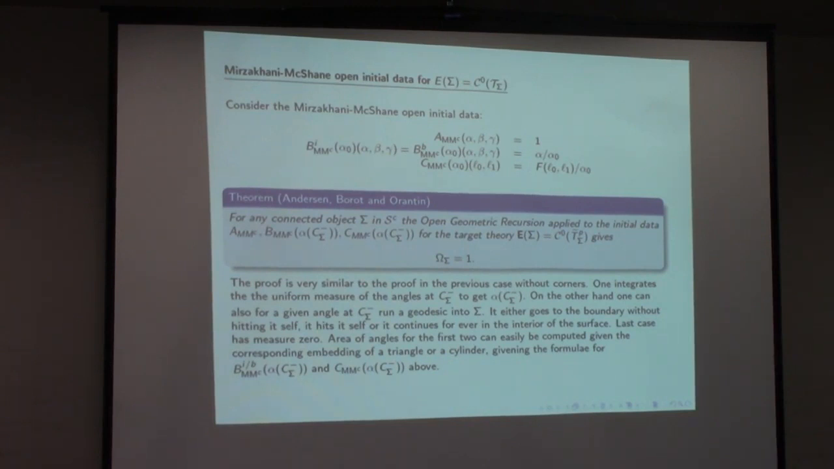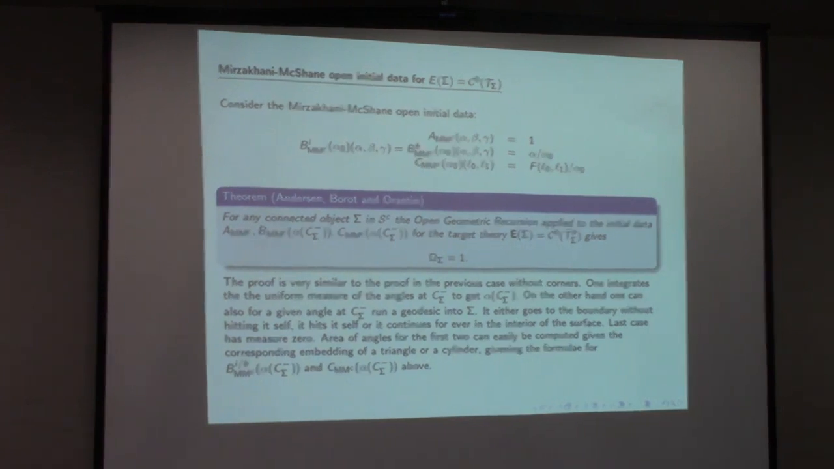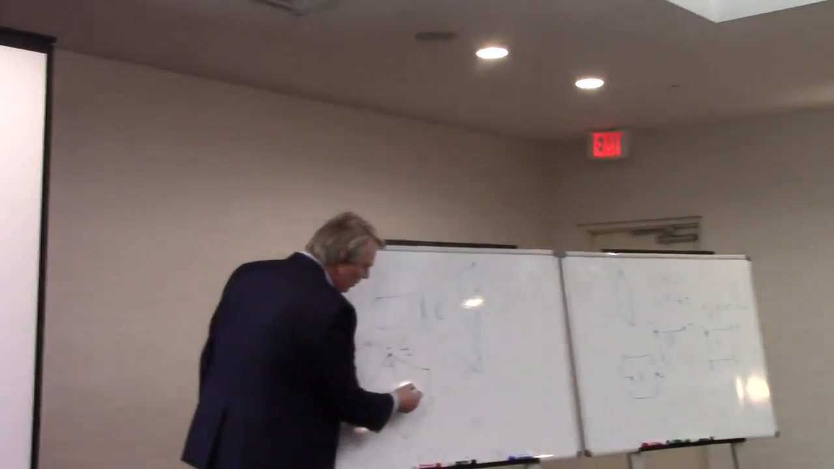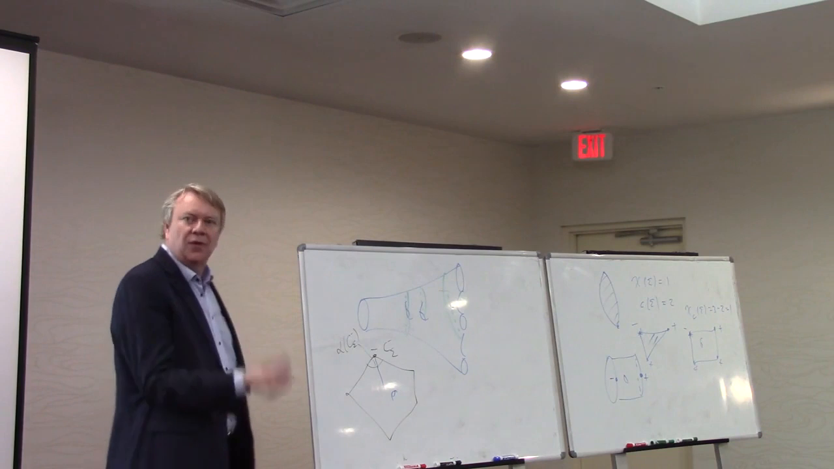So yeah, I think it's completely new. And the proof is actually again the same. What you simply do is you just say, well, if I take a uniform measure on angles here and I integrate it up, I will of course get alpha. But now let's try to do the same game again. For any point here, so for any angle, I shoot a geodesic into the surface. And so again, three things can happen.